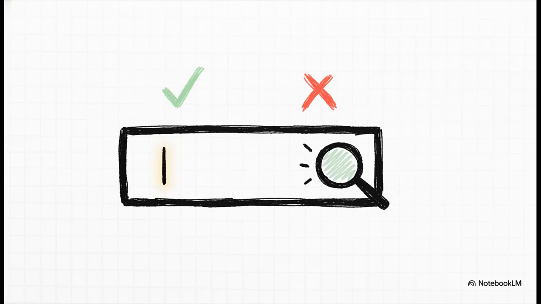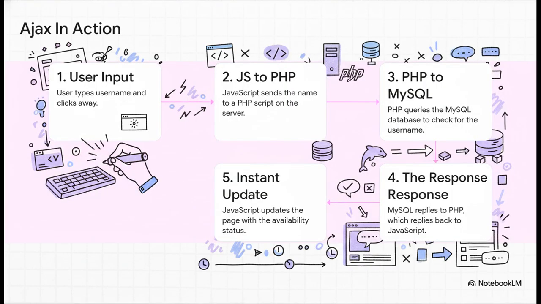Okay, let's circle all the way back to that first question, the instant username check. This is possible because of a process called AJAX, and it's the perfect example of this whole dynamic symphony in action. It's what makes web apps feel so snappy, almost like desktop software.